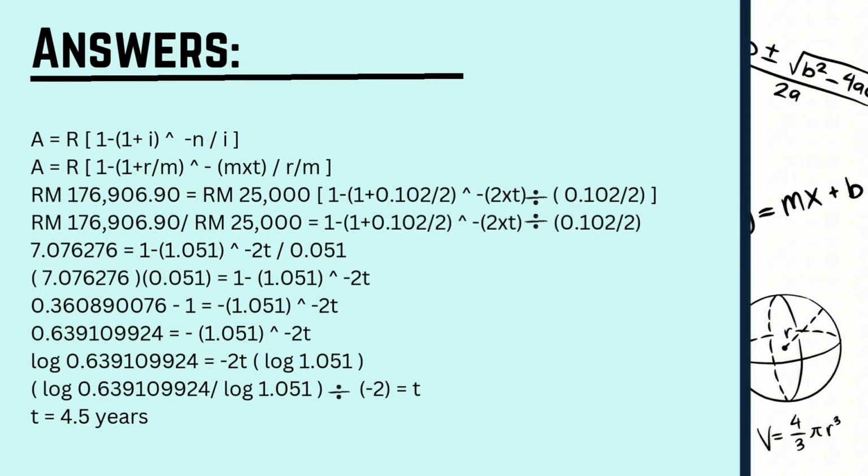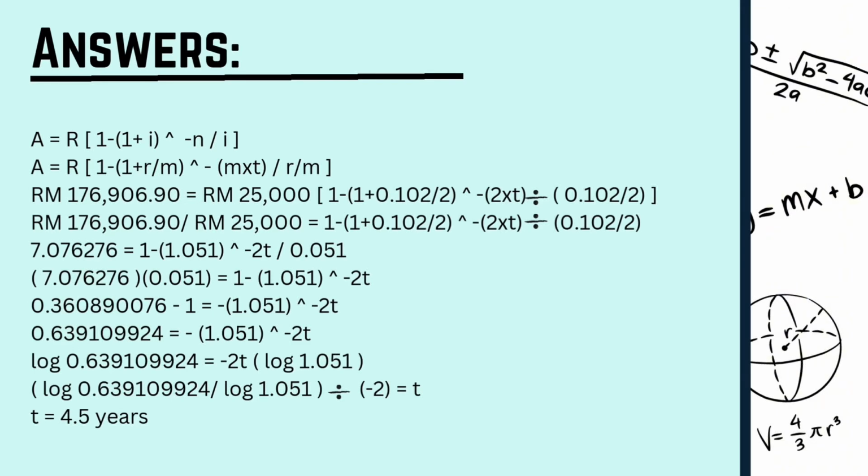Alright, so hear me out. A equals R(1 minus (1 plus i) to the power of negative n) divided by i. A equals R(1 minus (1 plus r divided by m) to the power of negative m multiplied by t) divided by r divided by m. Next, 176,906 ringgit 90 cent equals 25,000 times (1 minus (1 plus 0.102 divided by 2) to the power of negative 2 multiplied by t) divided by 0.102 divided by 2.